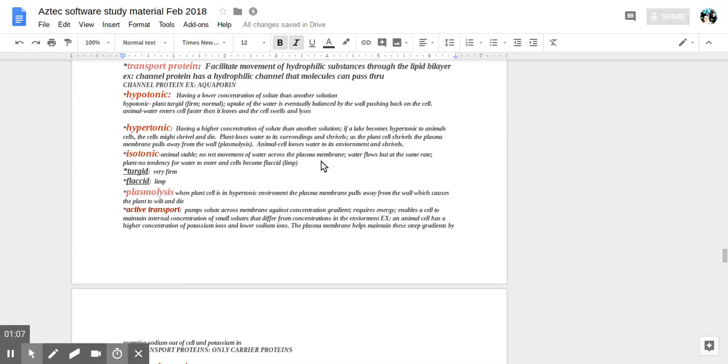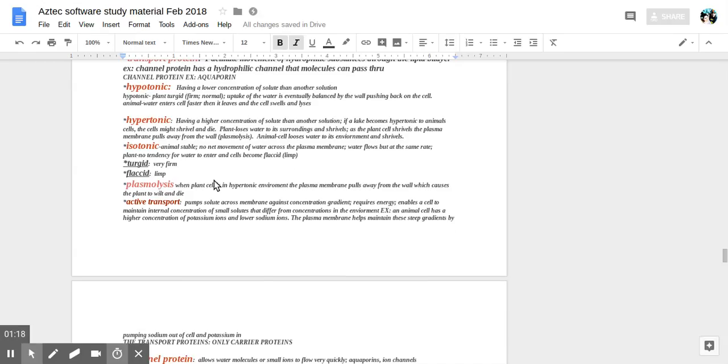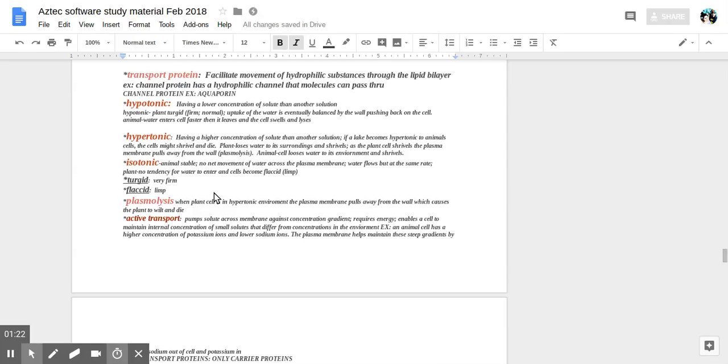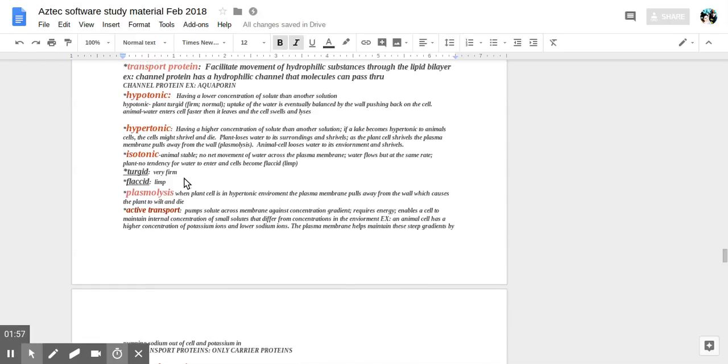The term isotonic means that there's a stable environment and there's no net movement of water across the plasma membrane of cells. Water flows at the same rate and there's no tendency to flow either entering or exiting the cell. The term turgid means firm for the cell, and flaccid means limp. Depending on how much water there is, it could either be firm or limp. We don't want it to be too firm because the cell can lyse, explode or burst. And if it's too limp, it can also shrivel, wilt and die.